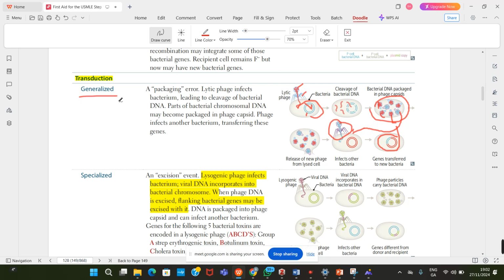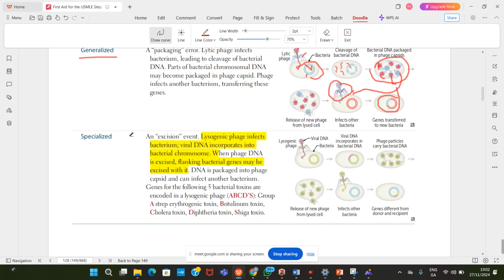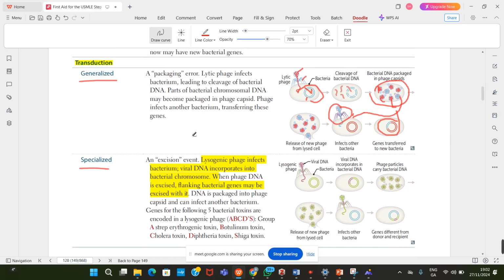That is generalized transduction. Now, there's another one that we call specialized. Now, specialized is an excision event. So it's more like an excision error. It is not packaging error. The bacteriophage is still going to play a role here. But this bacteriophage does not lyse the bacteria. So if you are seeing bacteriophage involved and it does not lyse bacteria, you already know that this is likely to be specialized transduction, not generalized transduction.